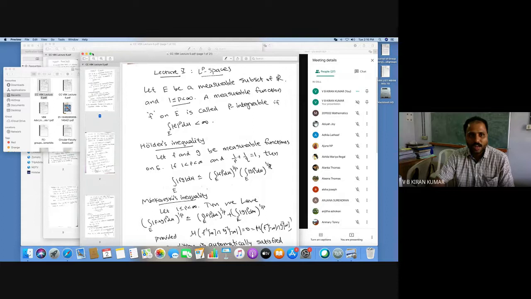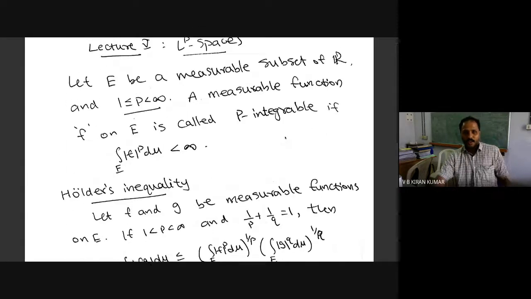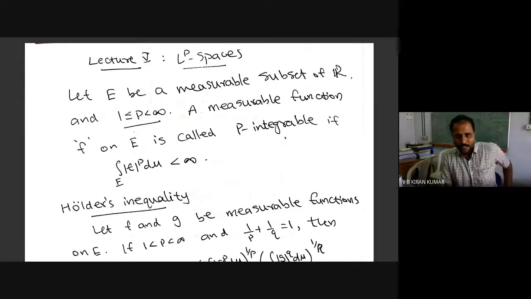Okay, so let me move to the more important part of the story. That means Lebesgue spaces, or L^p spaces. So let us begin with a measurable subset of R. Whatever I am doing will be on some subset E of R, which is measurable. You can replace E by any interval if you want, or the whole of R itself. And keep in mind that I am not assuming that the measure of E is finite.